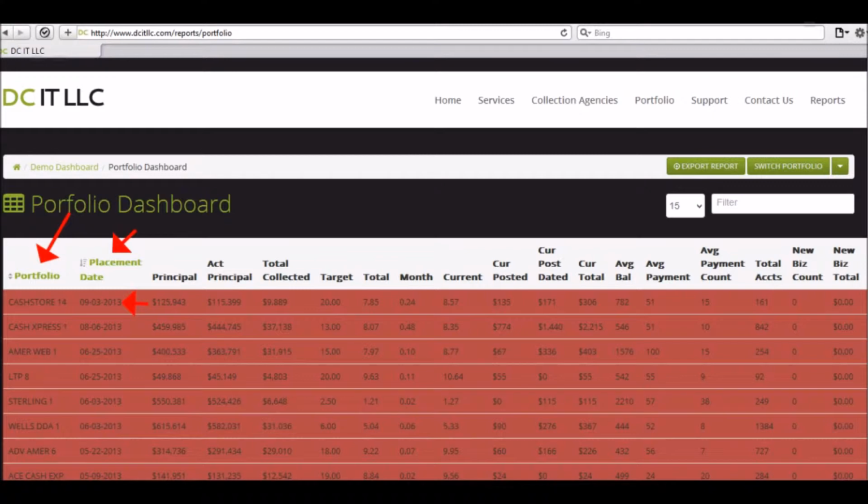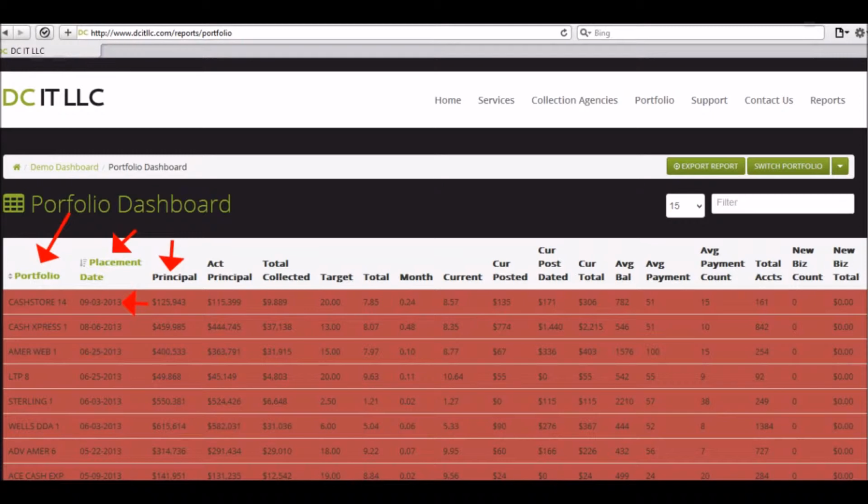Next is the principal column. This shows the principal amount of the portfolio. In other words, this is the amount of debt you originally purchased. This column does not include fees you may have added when you loaded your file.